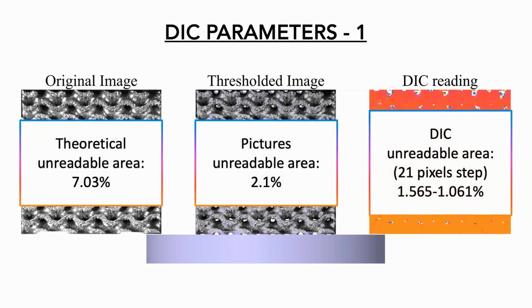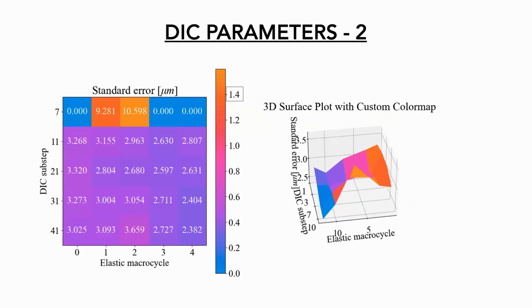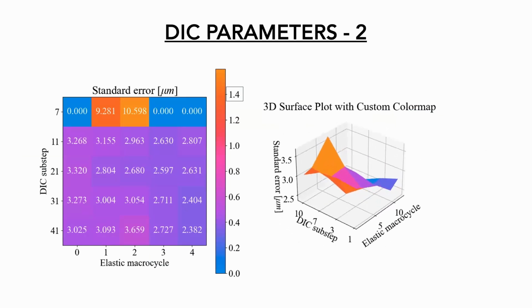In fact, we have a theoretical 0.07% of unreadable area. That obviously, for perspective reasons, cannot be the same in a real picture. So we have 2%. And then in the DIC, we have similar values that are biased by the fact that it tries to search in the search area, so it's a little bit higher. But at least we can avoid those kind of readings that basically make a lot of noise for nothing. So this is our first investigation about the step.